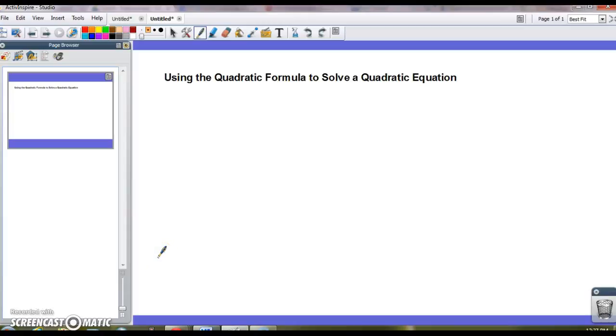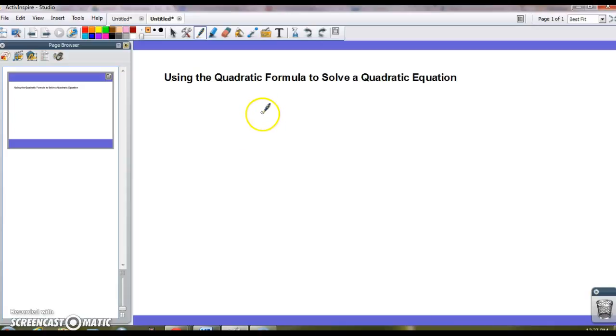Okay, today we're going to talk about using the quadratic formula to solve a quadratic equation. This is something you would use if you could not factor the quadratic equation. Keep in mind it will work even if it is factorable, but you would have to use this or completing the square if it wasn't factorable. So let me show you how it works.